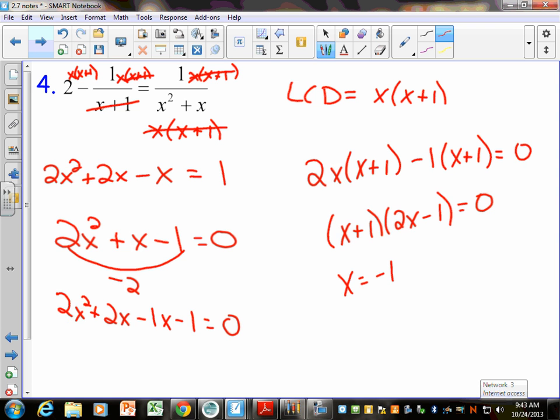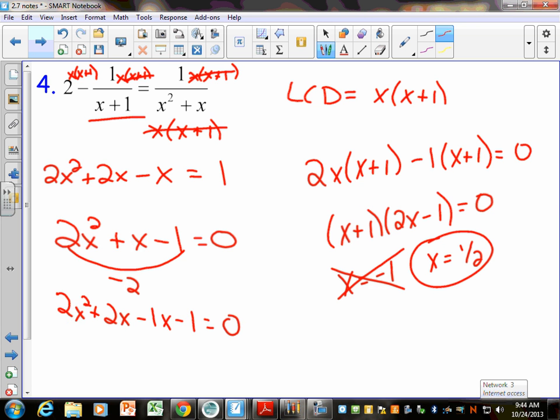You have to see if it makes your problem undefined, right? So you don't necessarily have to plug them in, but you should be able to look at your answers and look up at your denominators and say, are either one of those going to make me have an undefined problem when I plug in? Yeah, negative 1 is a problem, right? Because I have an asymptote at negative 1, which means this is an example of an extraneous solution that you would have to cancel out and just get x equals 1/2.